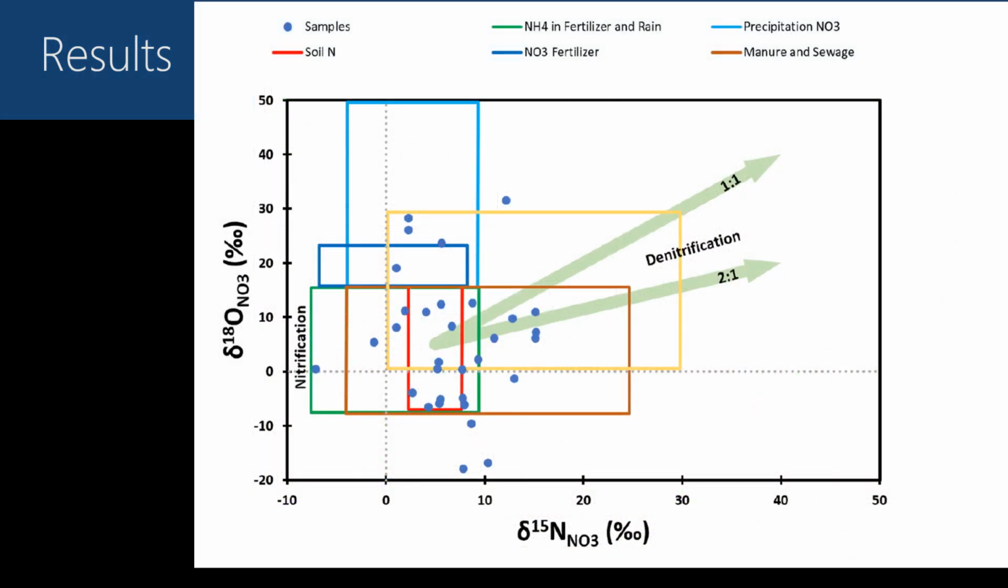Now let's look at some of the isotopes that we collected for these samples. Shown here is the dual isotope approach, comparing O18 of nitrate to N15 of nitrate. All the different dots on there are my sampling points and their isotopic values in per mil. The different colored boxes represent end members from both local, regional, and what's been identified in the literature for different sources.